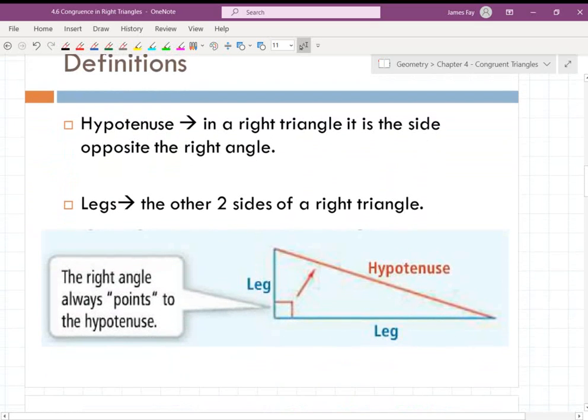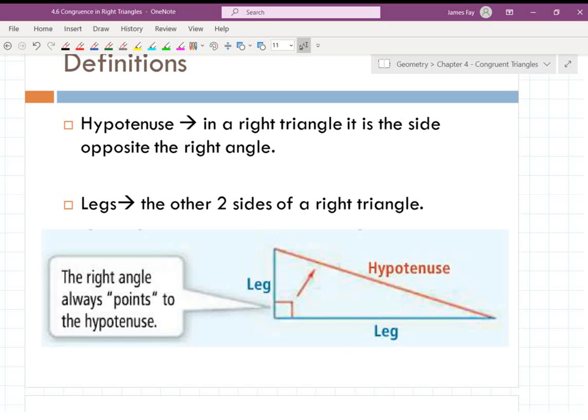What is the hypotenuse? What do you guys know the hypotenuse to be? It's the side that's opposite your right angle, correct? It is the side that does not make the right angle. There's another way of thinking about it. What is a feature that you always know about the hypotenuse? It's got to be the longest side. The hypotenuse is the longest side.